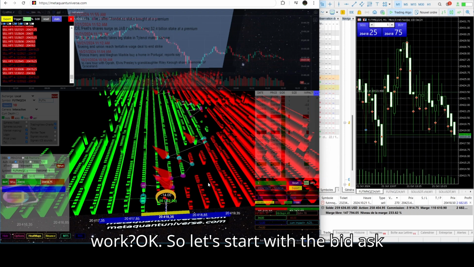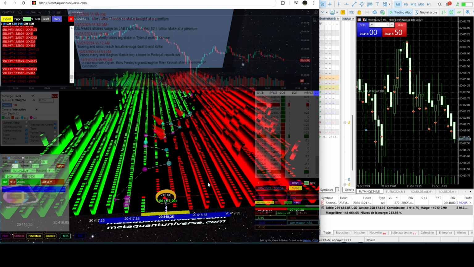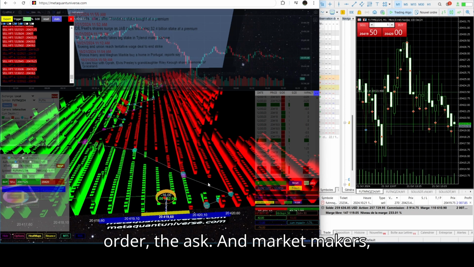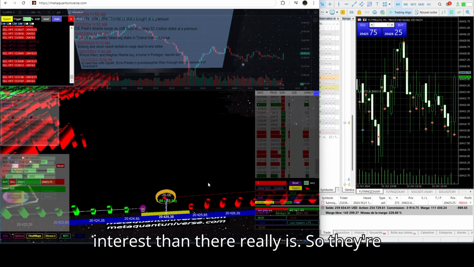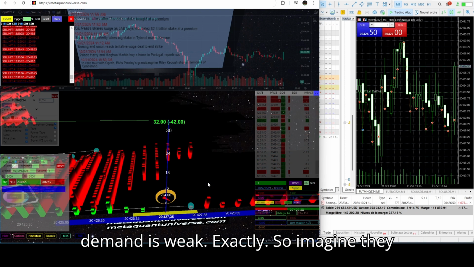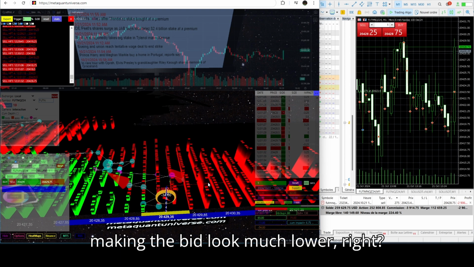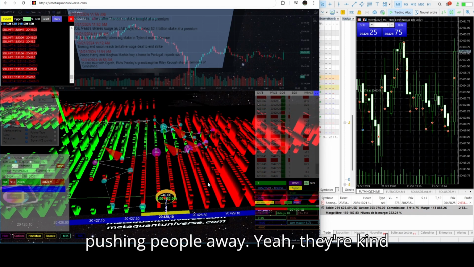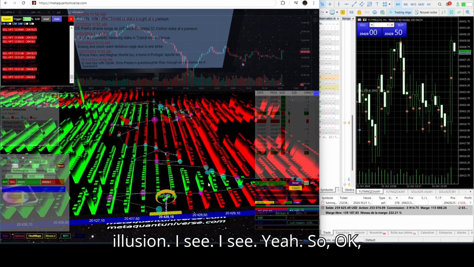Okay, so let's start with the bid-ask spread. This is the difference between the highest buy order, the bid, and the lowest sell order, the ask. Got it. And market makers can widen this spread artificially, making it seem like there's less buying interest than there really is. So they're creating this kind of facade that demand is weak. Exactly. Imagine they pull the highest buy orders, making the bid look much lower. And suddenly the stock appears less desirable. Oh, so it's like they're pushing people away. Yeah, they're creating this illusion. I see. Okay, that's sneaky.